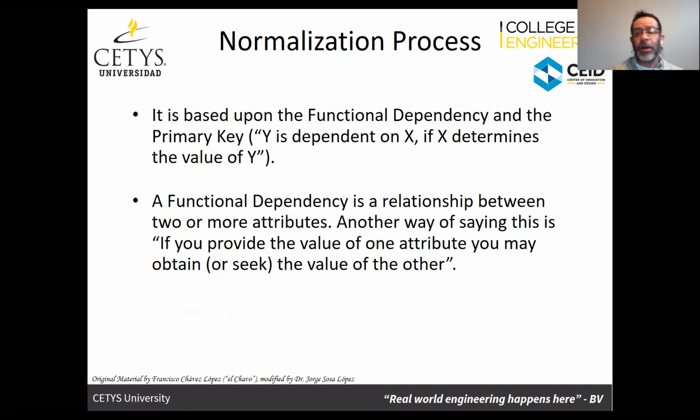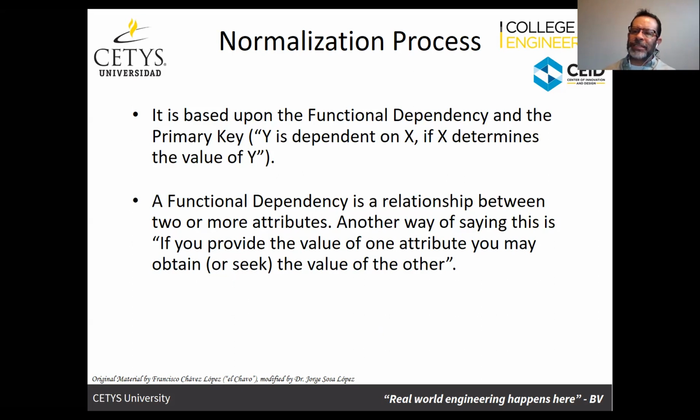Now, let's talk about the process of normalization. Normalization is based on something that's called a functional dependency. And a functional dependency has to do with the primary keys. And what is a functional dependency?